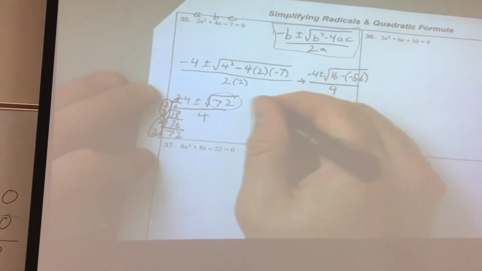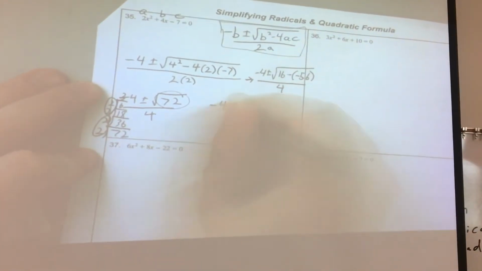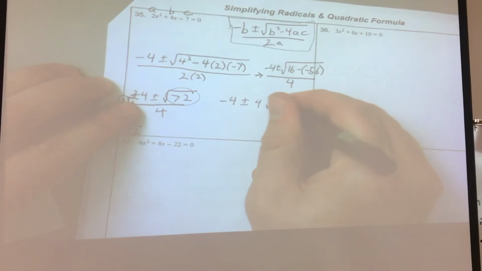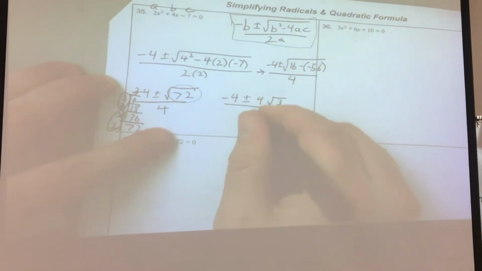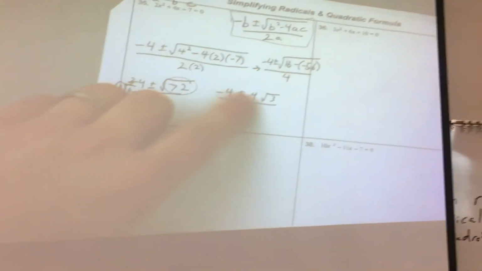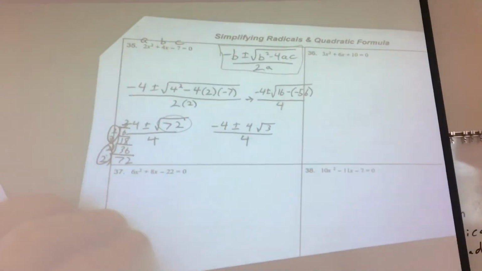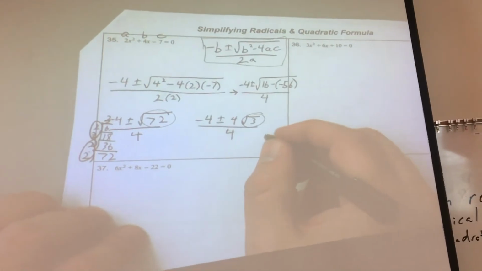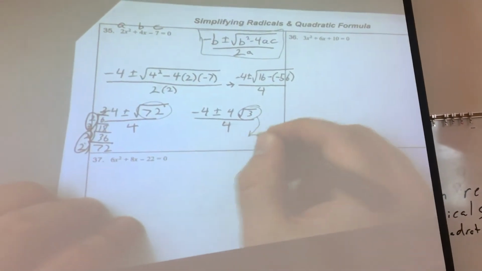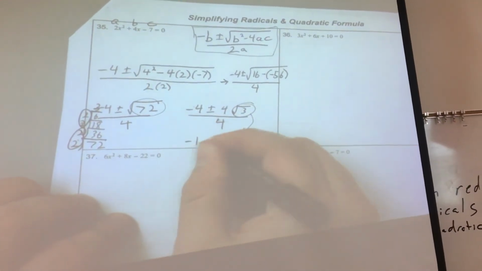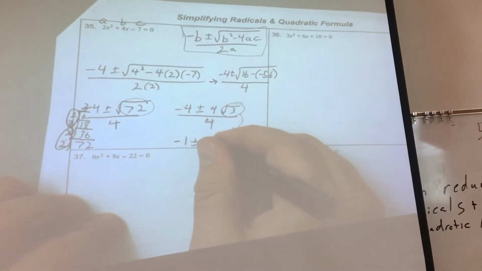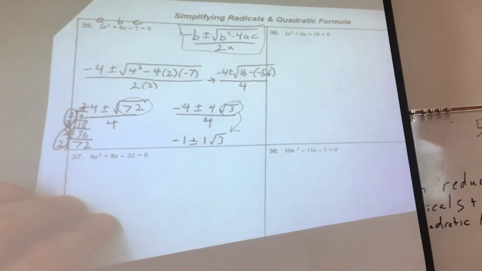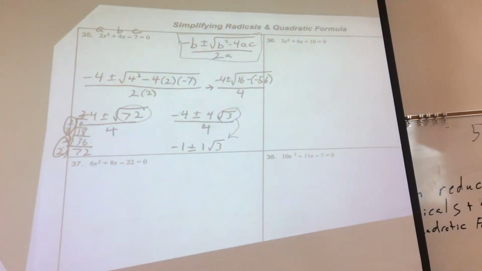So that's negative 4 plus or minus 2 times 2 is 4 on the outside, a 3 left underneath, all over 4. All of these are 4's, so I can reduce this fraction. In fact, I can just flat out divide. Remember, this is going to stay the same into my final answer here. Negative 4 divided by 4 is negative 1, plus or minus 4 divided by 4 is 1, square root of 3. You can either have 1 square root of 3 or just the square root of 3. Either way should be fine.